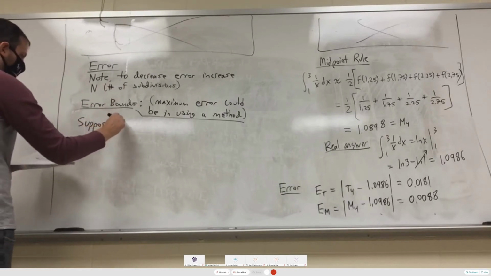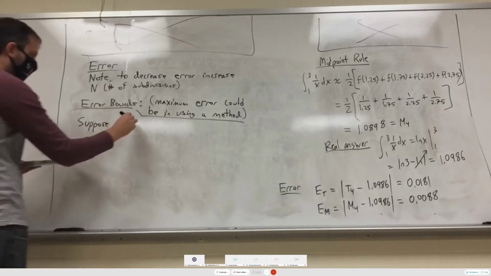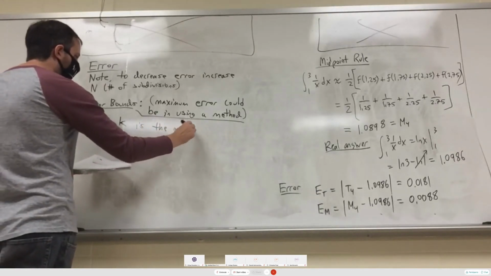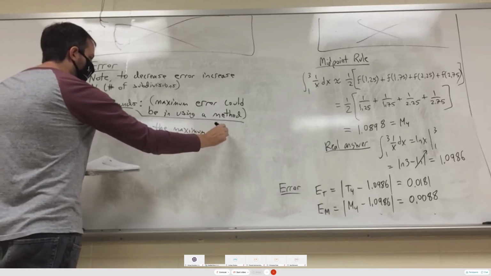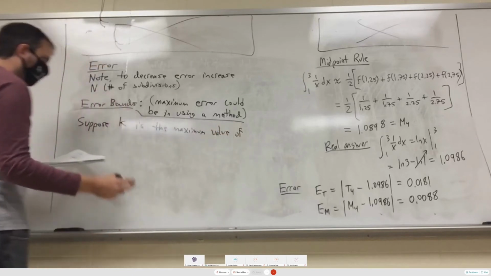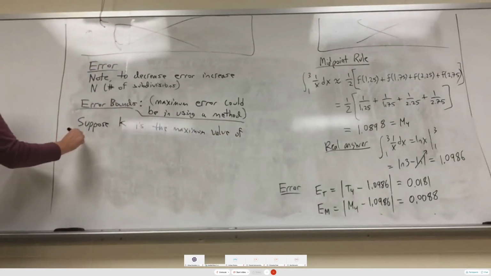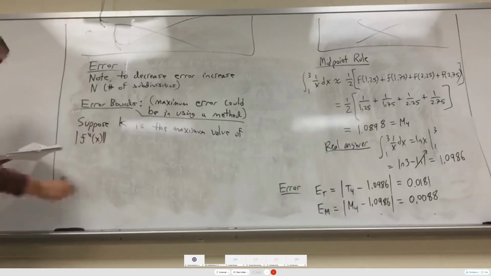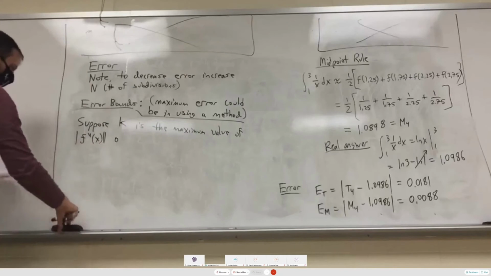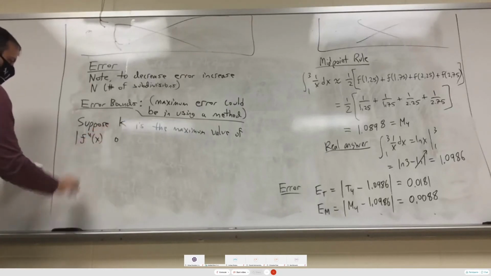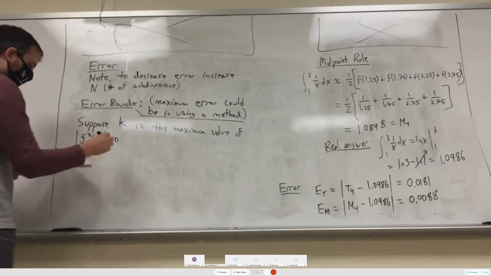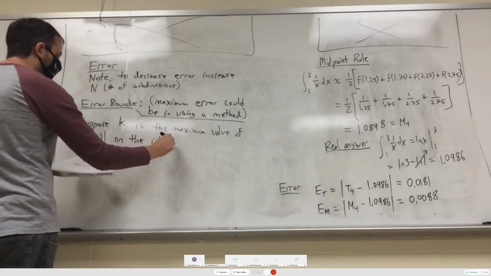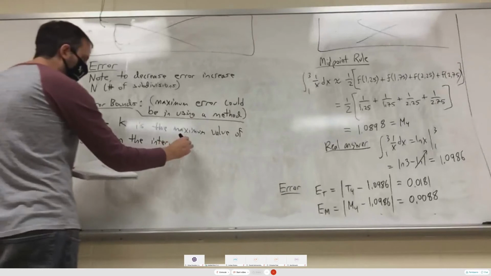Suppose, first of all, we're going to need a constant K. K is the maximum value of the magnitude of the second derivative of f(x) on the interval that we're doing the approximation, so that would be the interval a to b.